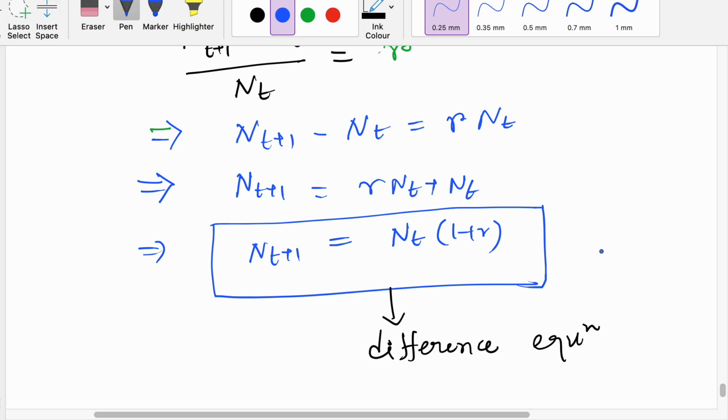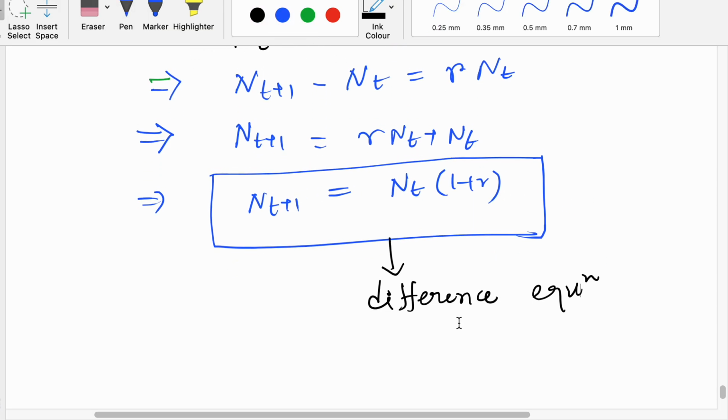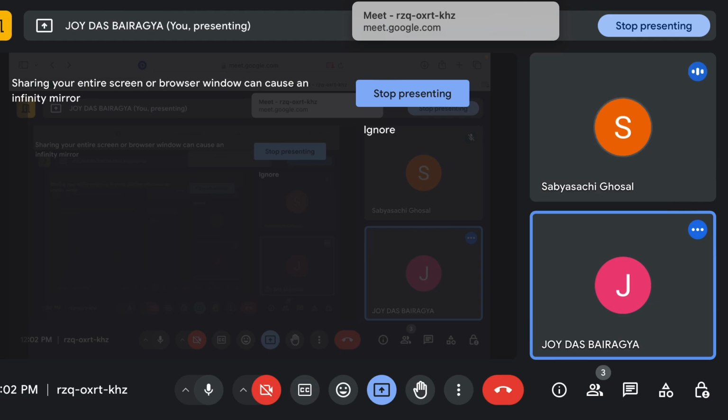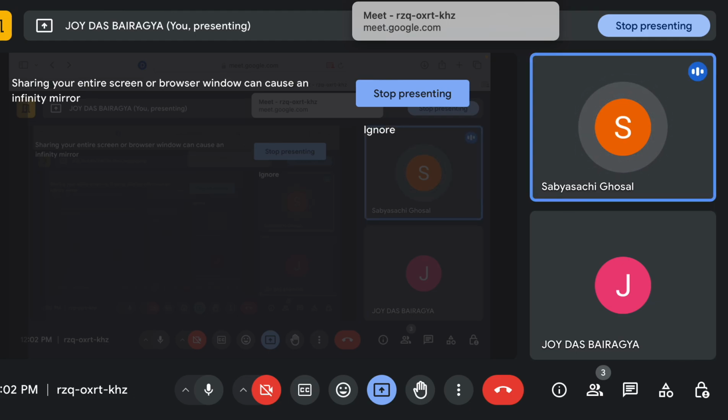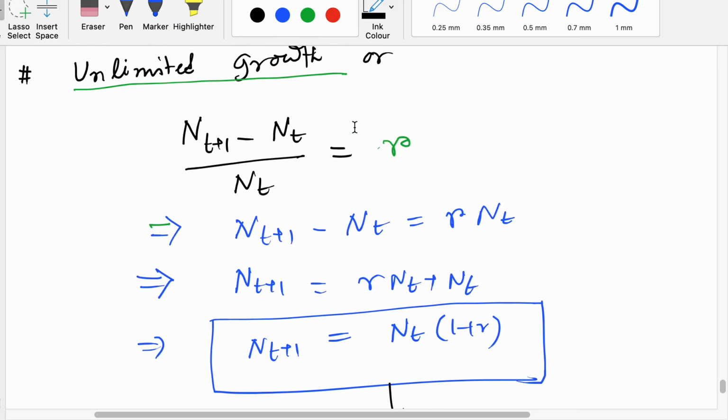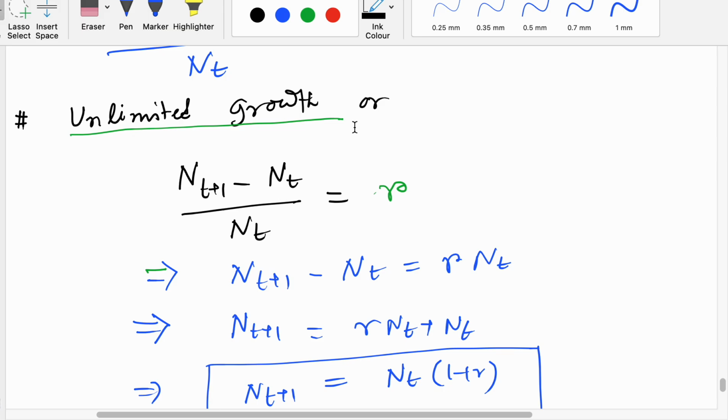Did you get this point? Then we can end, because it's past 12. So we can end this session here.